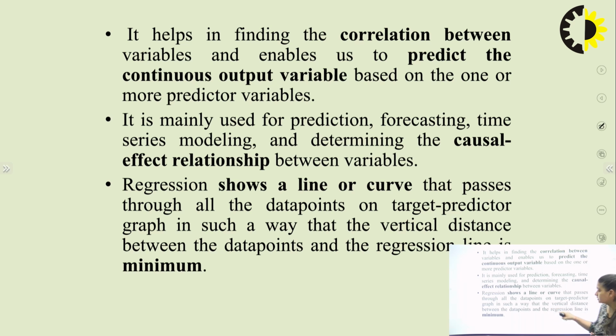Suppose this is a regression line, and I have points here. This is the vertical distance we are talking about, and the sum of this particular distance we have to minimize. Okay.